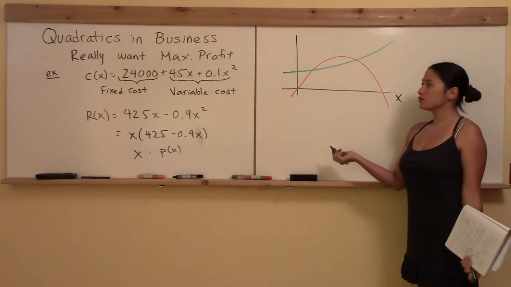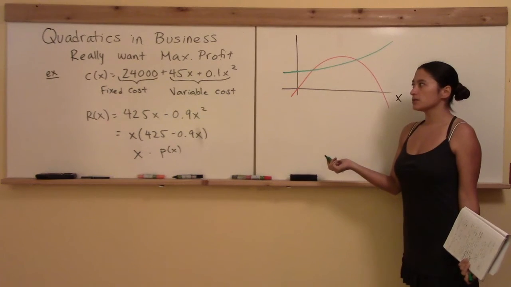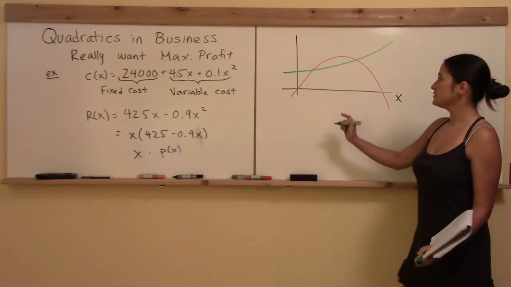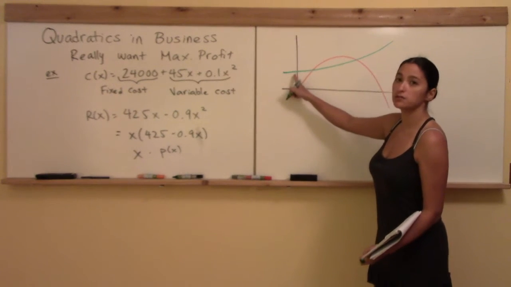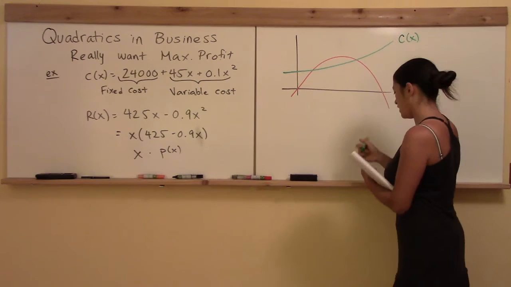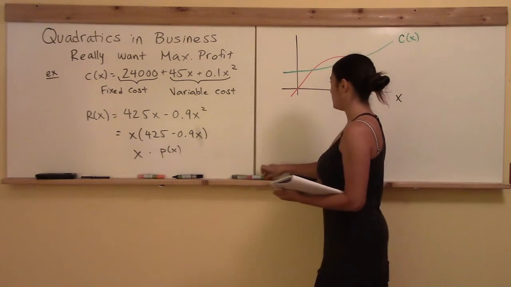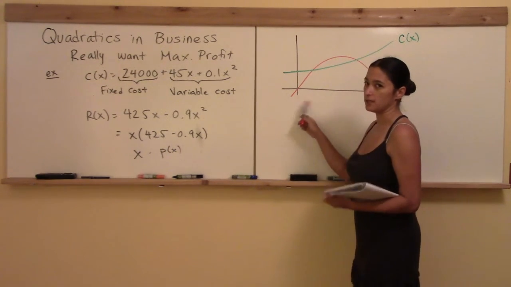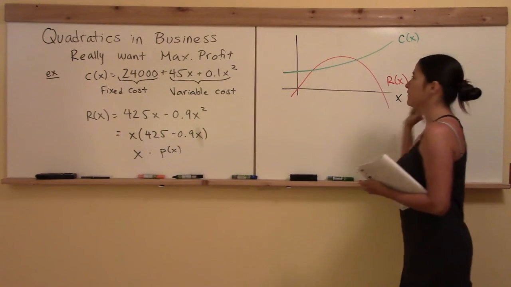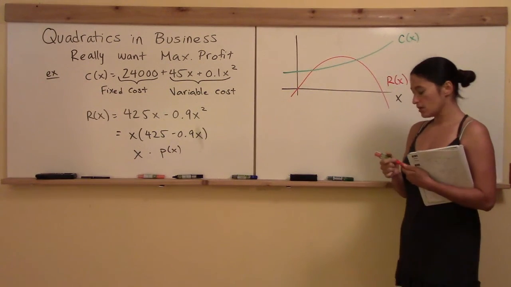Okay, so which is which? Which one's the cost? Which one's the revenue? From what I just said, you see the cost function will not go through 0, 0, due to the fixed cost. But if you don't sell anything, you don't make anything. So the revenue always goes through 0, 0, and that's how you can tell the difference.